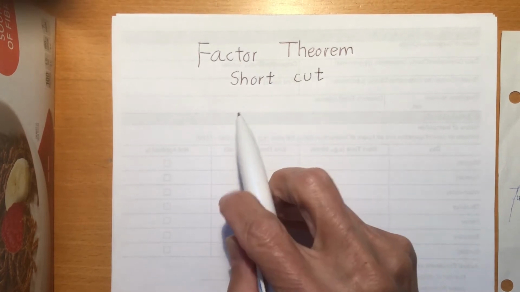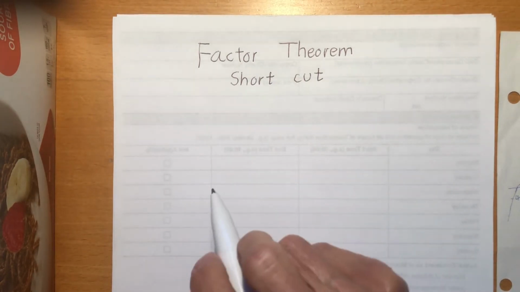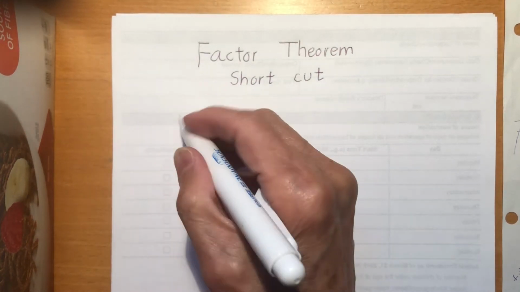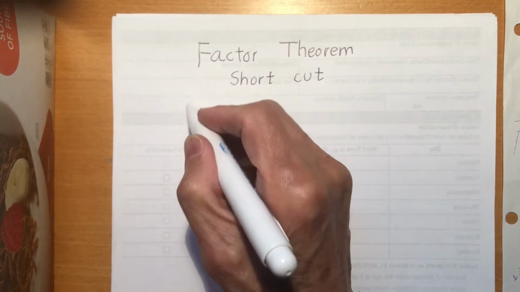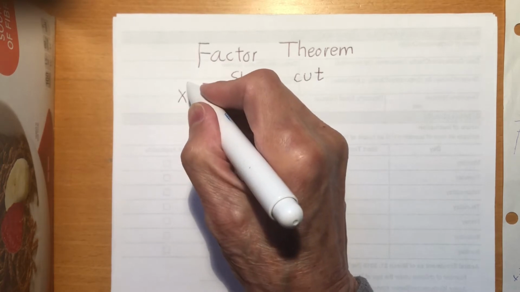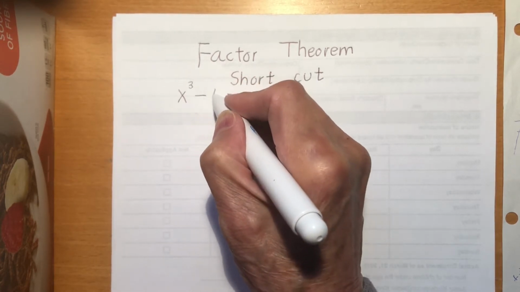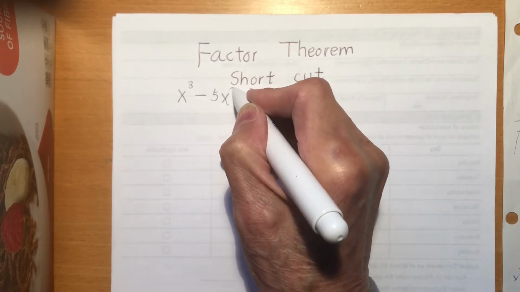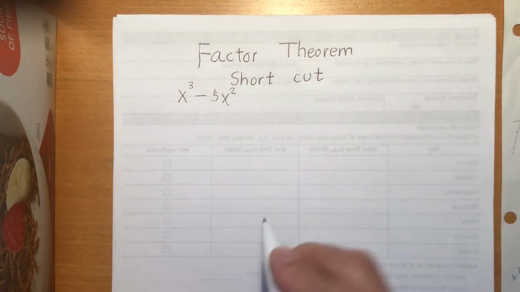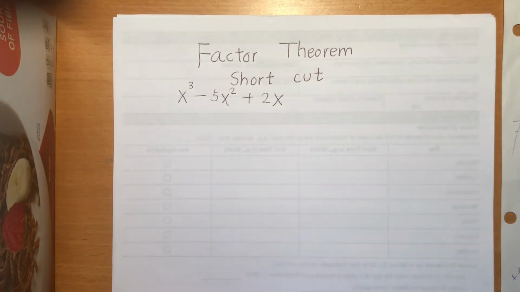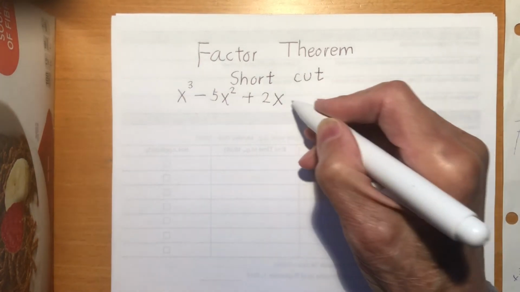Factor theorem. Shortcut. Example 1. X cubed minus 5x squared plus 2x plus 8.